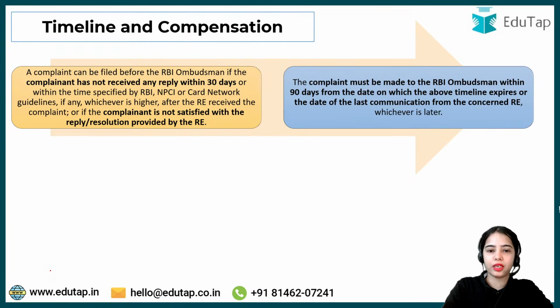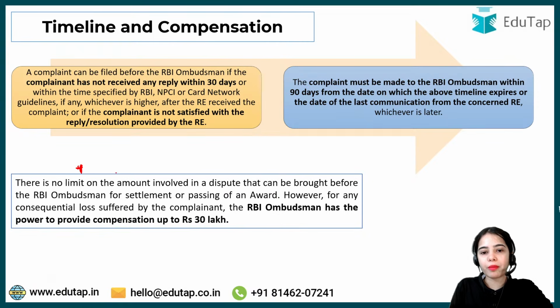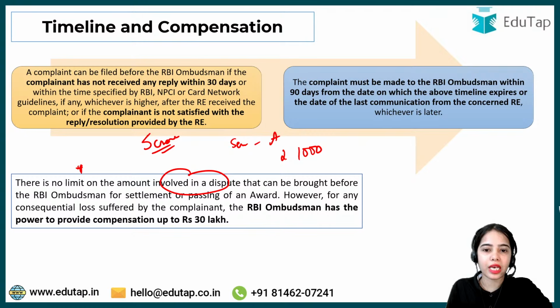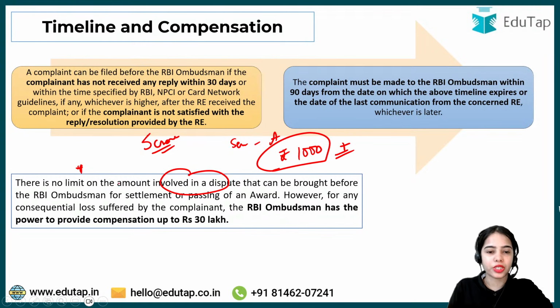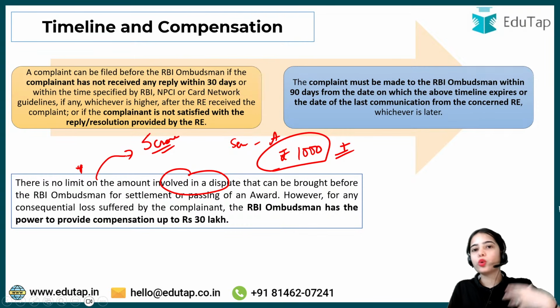Okay. Now, there is no limit on the amount involved in a dispute. Let's say you have taken a loan of 5 crore, and on a semi-annual or half-yearly basis, 1,000 rupees are getting deducted additionally, like penal charges or additional charges. Now, there is no limit on the amount involved in a dispute. The loan can be of 5 crore.